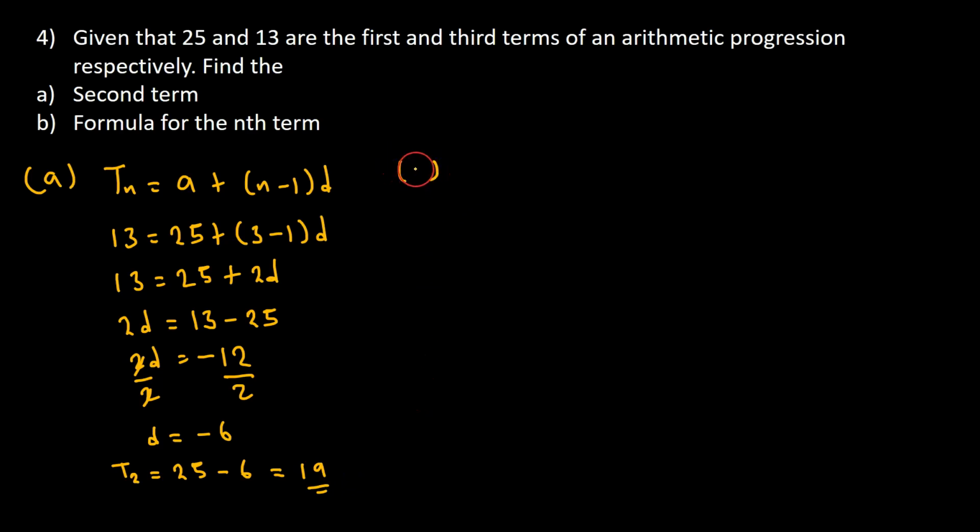Let's now go to the other part of the question, which is finding the formula for the nth term. We write our formula, a plus n minus 1, and then d there. We do the same like previous. Where there's n, we do not replace with anything, but where there's a, we put 25 plus, where there's n, still we do not replace with anything, but where there's d there, we can put our common difference, which is negative 6.